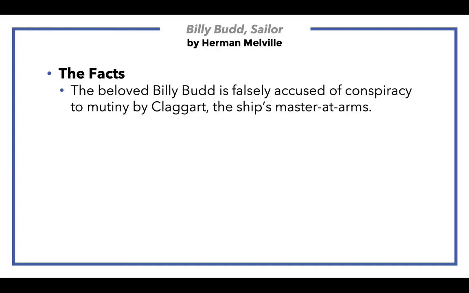So the facts, where we pick up the reading: Billy Budd, this sailor, is really loved by everyone. People like him. And he's falsely accused of conspiracy to mutiny by Claggart, who is the ship's master-at-arms. I don't know exactly what a master-at-arms does on a ship, but the idea is he's a pretty important guy. He's definitely more important than Billy Budd. And why exactly Claggart is accusing Billy Budd of conspiracy to mutiny is a bit unclear.